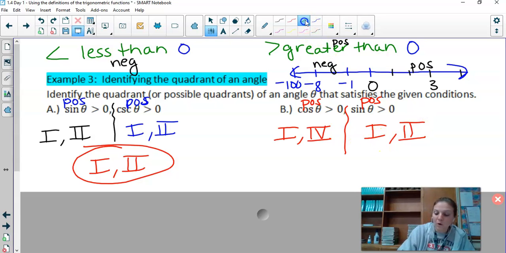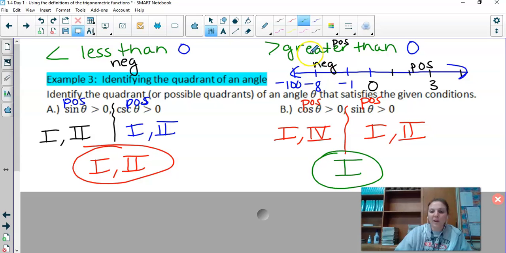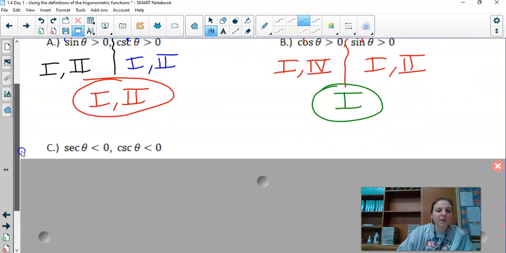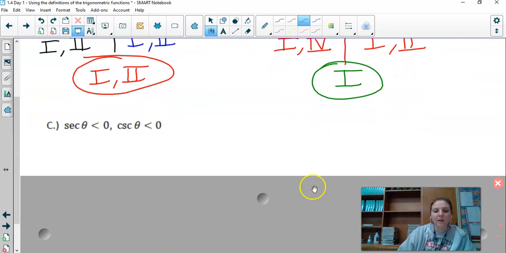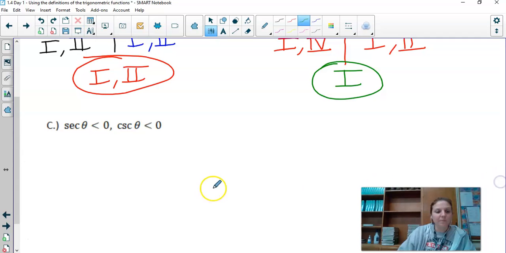Now we're looking for where both conditions are met. So quadrant 1, and that's it. They only share quadrant 1. So they both have to have that condition met. And in this case, it's just quadrant 1. Here's your last one. Go ahead and pause if needed. And then let's get that one done.